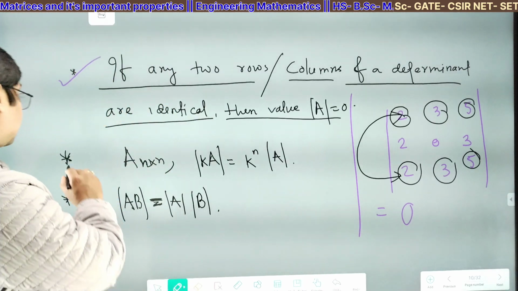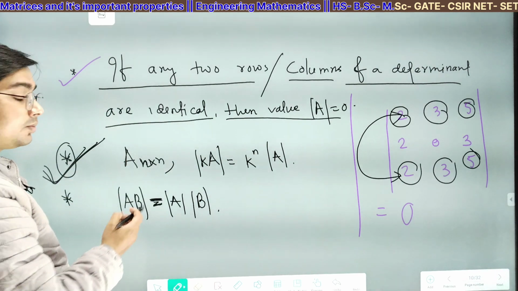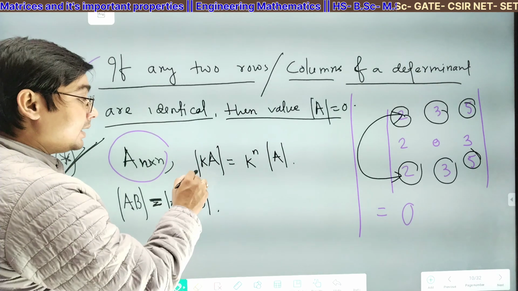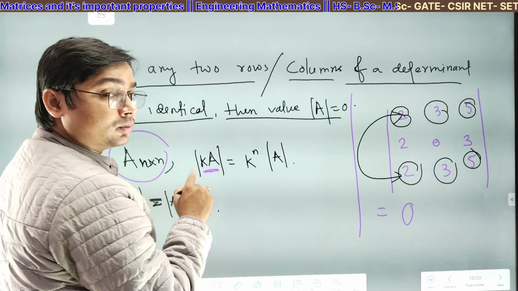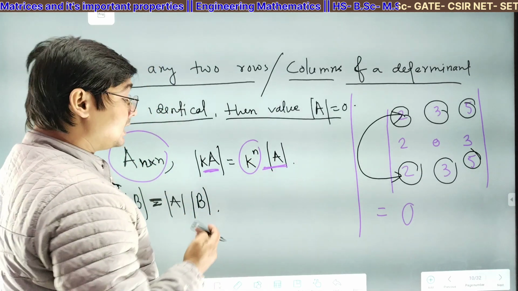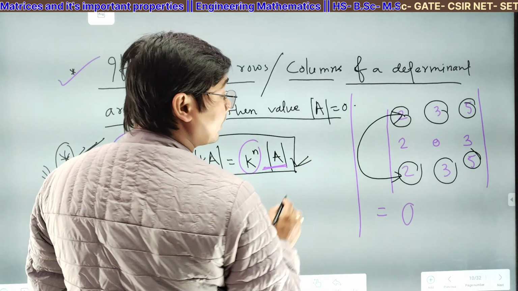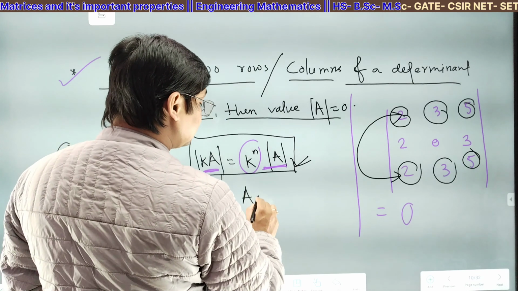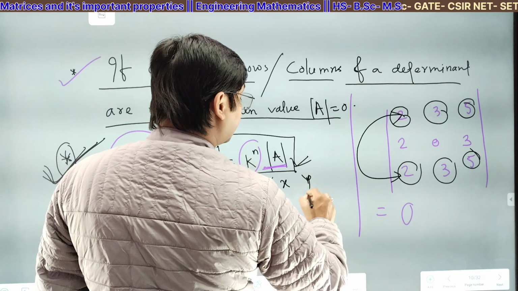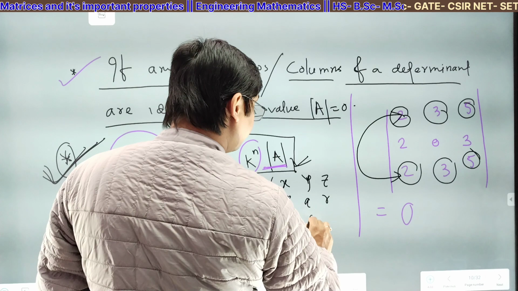And you see another property. This is also an important property. Suppose we consider A is a matrix of order n, then the determinant of a constant k into A will be k to the power n into the determinant of A. Yes, this is an important property, and you can easily verify it. Suppose we consider A is a matrix like this one: x y z, p q r, alpha beta gamma.